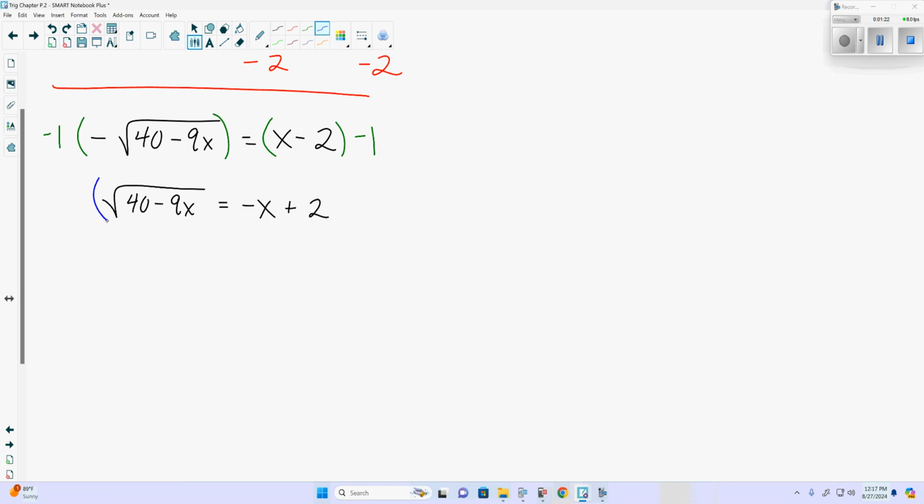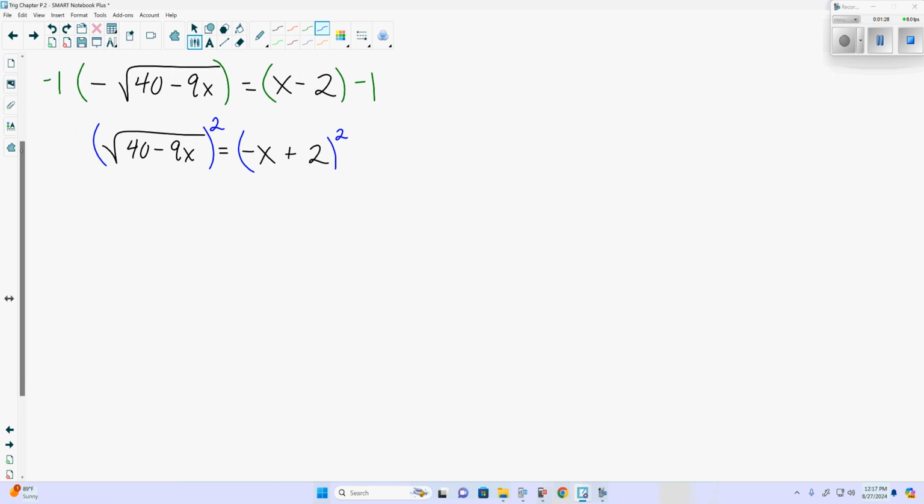So now we're going to put both sides to the nth power. Nth power in our case is 2. So on the left-hand side, the square root and square would cancel, telling us 40 minus 9x is equal to our negative x plus 2 times negative x plus 2.